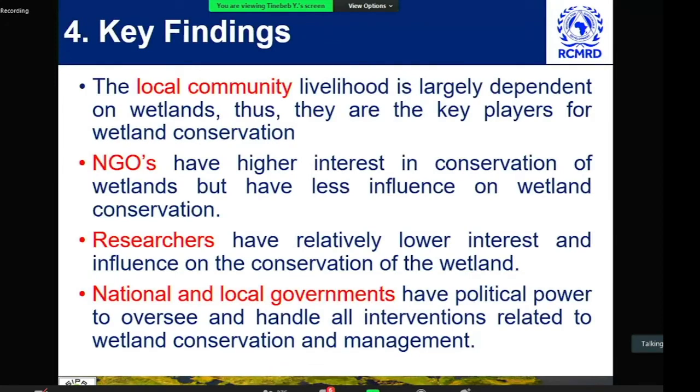So what we have identified in our key findings, which we also tried to list in the previous slide, is that local community livelihood is largely dependent on wetlands. Thus, they are the key players for wetland conservation. We have also seen that NGOs have a higher interest in conservation of wetlands but less influence on wetland conservation. The third one is researchers, who have relatively lower interest and influence on the conservation of wetlands. Finally, the national and local government have the political power to oversee and handle all interventions related to wetland conservation and management.